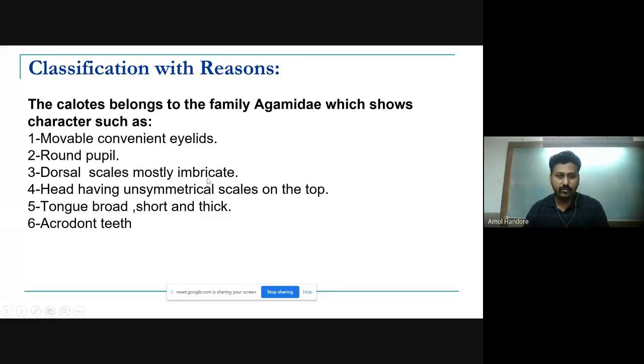Okay, so I will show you the picture. I will share some notes in which you will find these imbricate types of scales. If you have observed a Calotes from a closer look, you must have seen the overlapping scales. Those are nothing but the imbricate type of scales. Now, the head has unsymmetrical scales on the top, the tongue is broad, short and thick, and they have what is called acrodont type of teeth. So all these features are present in Calotes. That's why we are classifying it into family Agamidae.